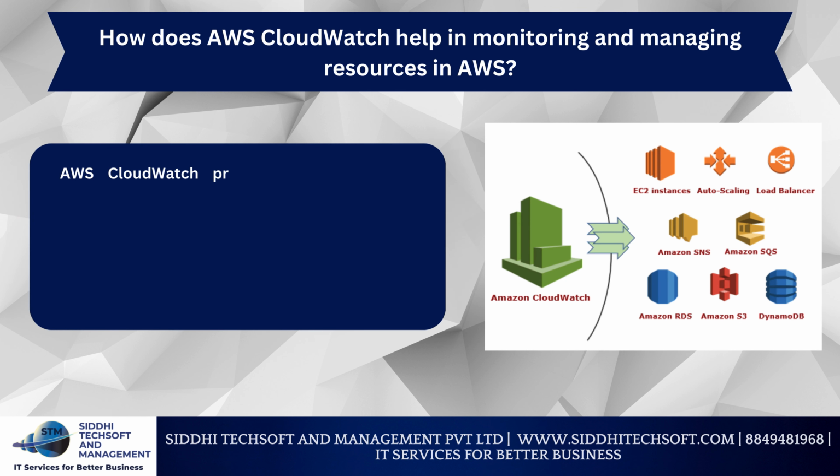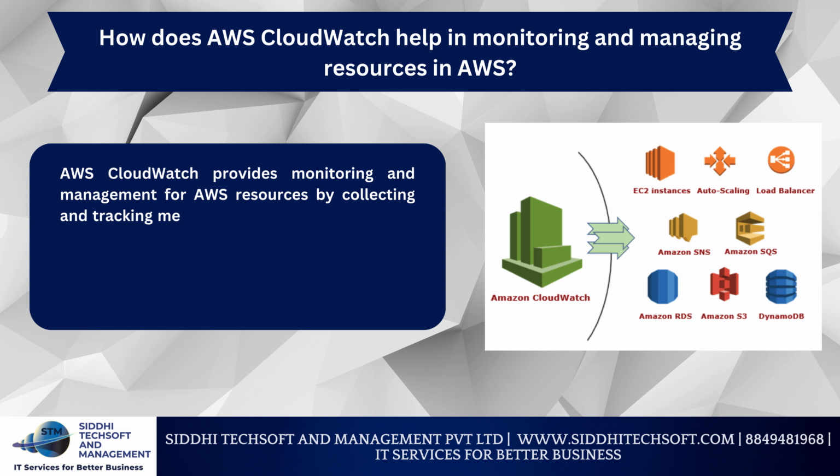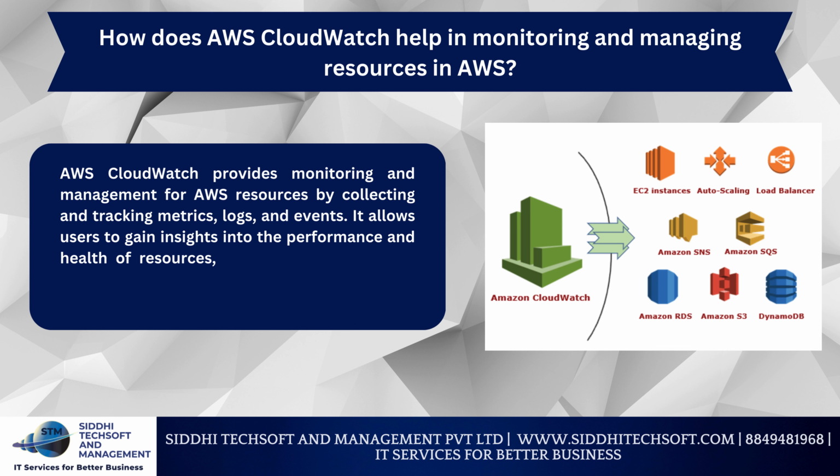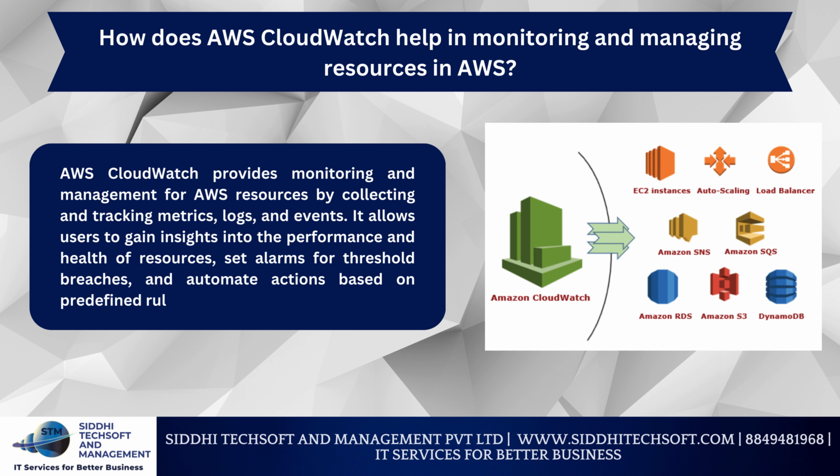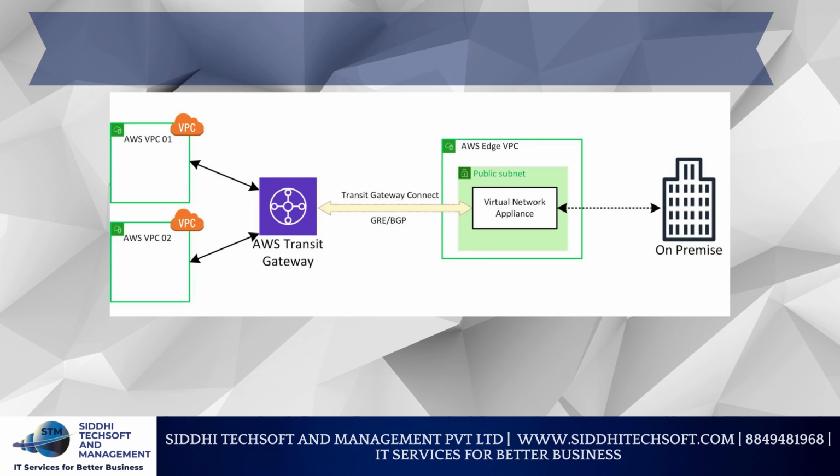How does AWS CloudWatch help in monitoring and managing resources in AWS? AWS CloudWatch provides monitoring and management for AWS resources by collecting and tracking metrics, logs, and events. It allows users to gain insights into the performance and health of resources, set alarms for threshold breaches, and automate actions based on predefined rules.